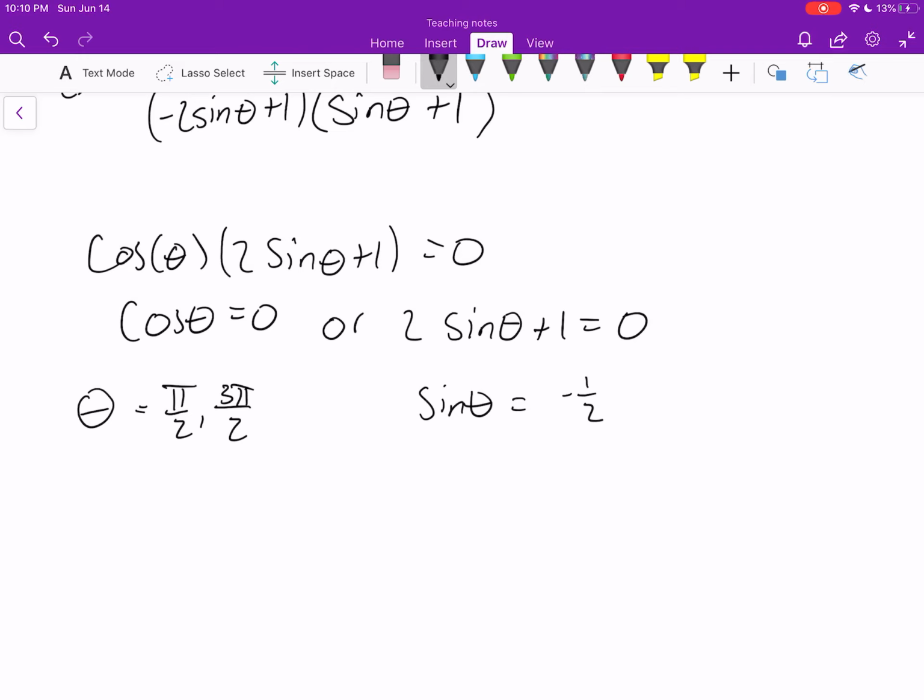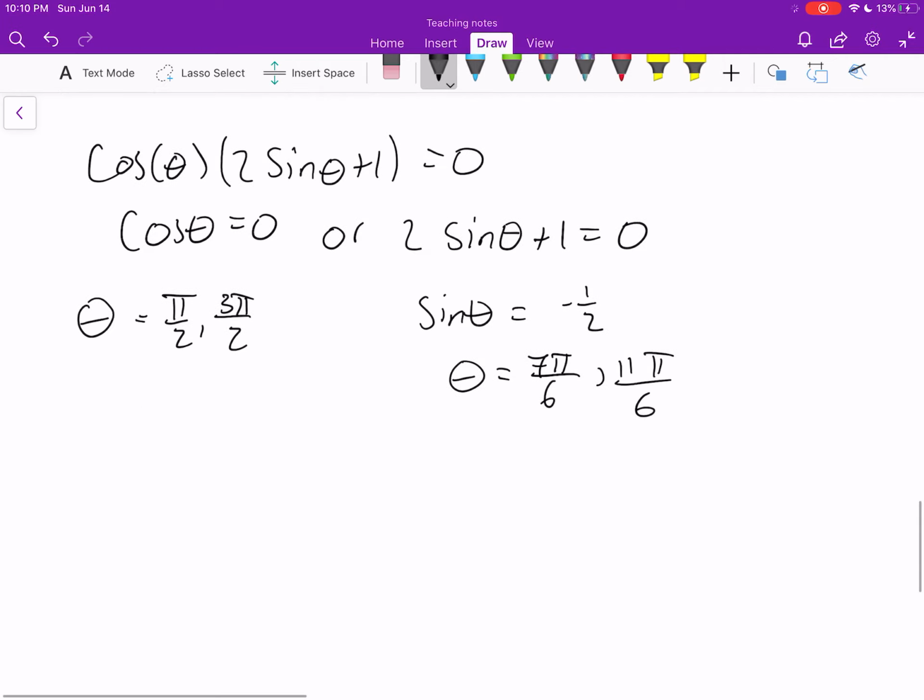This happens at theta is equal to, so you can draw out the unit circle, all that jazz. So you're going to get 7 pi over 6, you want to be in the third and fourth quadrant here. So 7 pi over 6, 11 pi over 6. So this is everywhere where the numerator is 0.